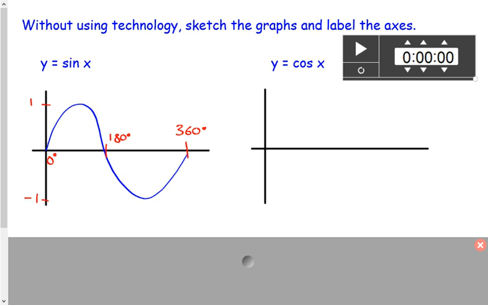And as we talked about graphs last week, we said kind of dividing the graph up into the 4 sections that kind of correspond to the 4 quadrants is helpful. So 0 to 90, we're going up to the maximum, and then maximum back to that center line, 90 to 180. 180 to 270 degrees would be down to the minimum, and then back to the center line.